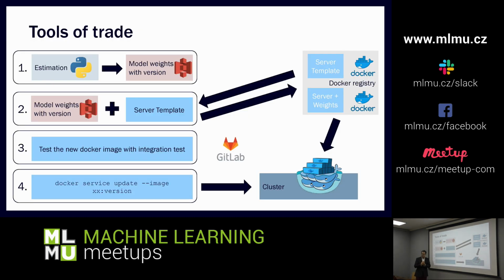So first is the estimation. Second, there is using the model weights. Then it's testing the image. And fourth is deploying it to the cluster. I will go through the steps step by step.